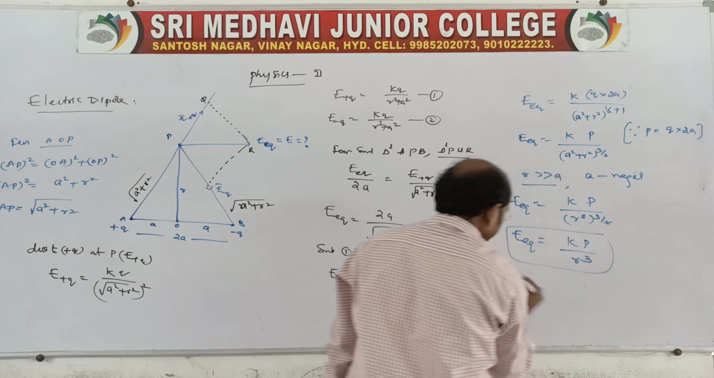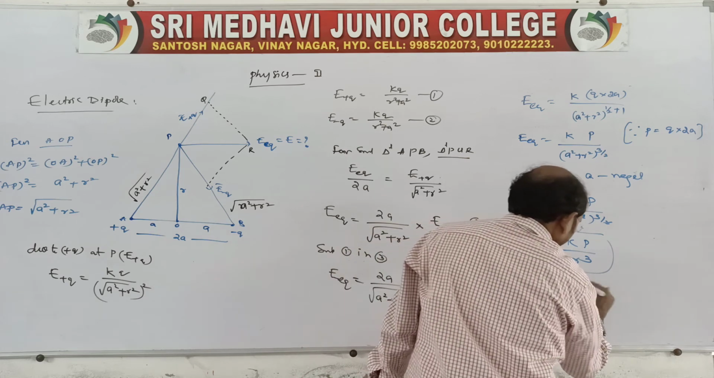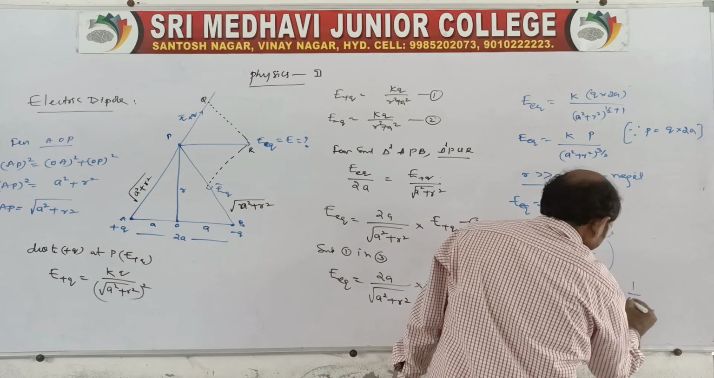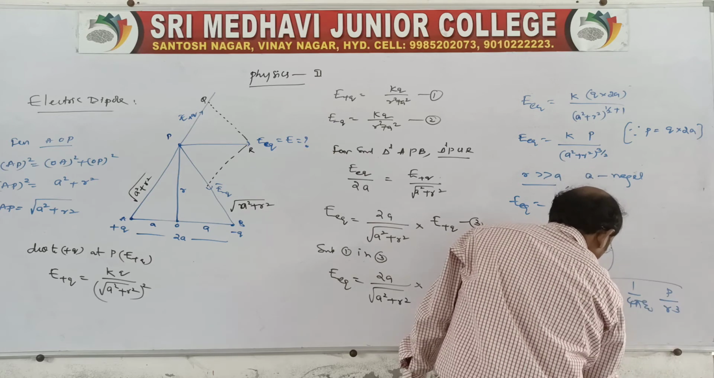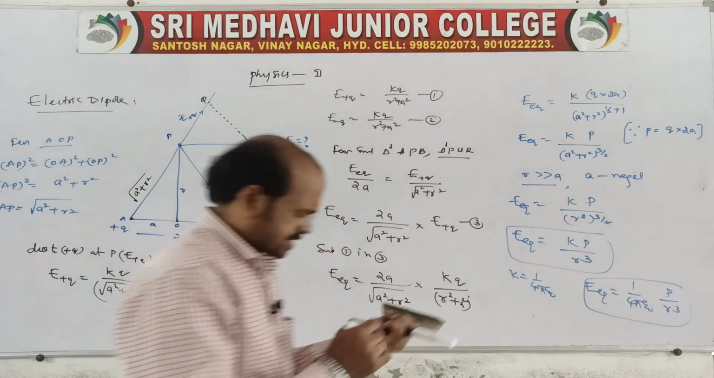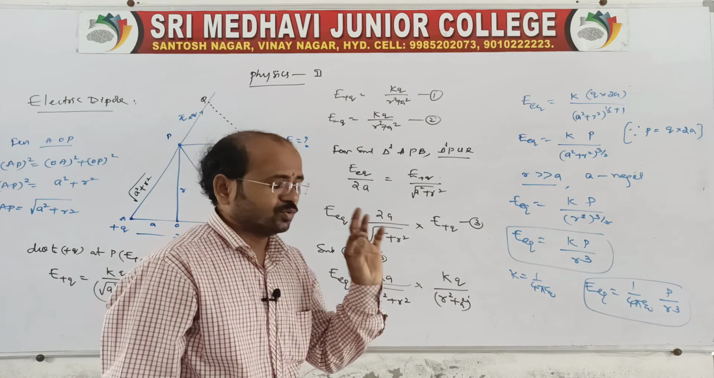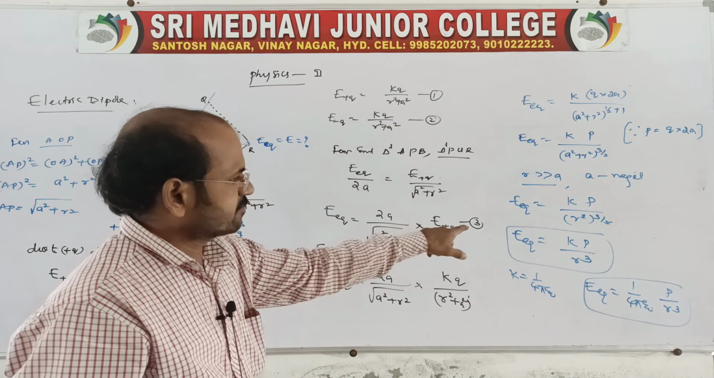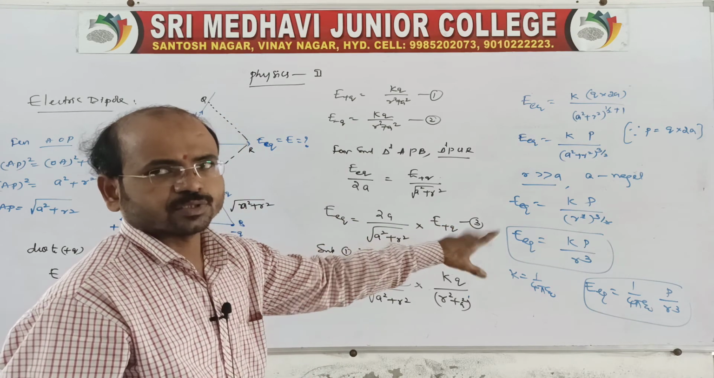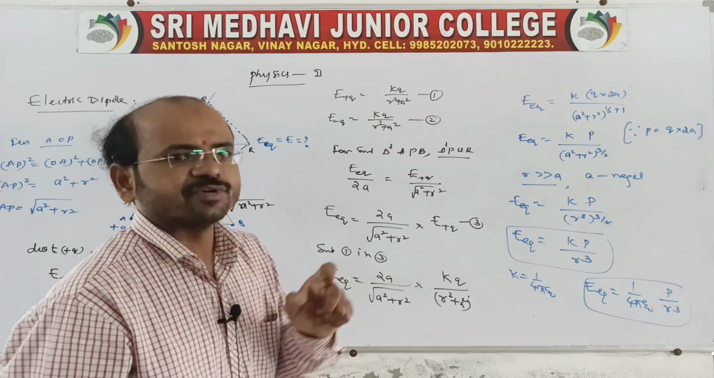So we know the K value, again you want to write 1 by 4 pi epsilon naught. So on the equatorial line, it is 1 by 4 pi epsilon naught into P by R cube. So now we know the axial line electrical field intensity is 2KP by R cube. I'm sorry, 2K into P by R cube. On the equatorial line it will be KP by R cube. So these are the two expressions: on the axial line one, on the equatorial line one.